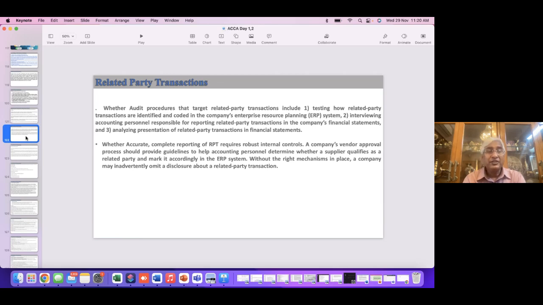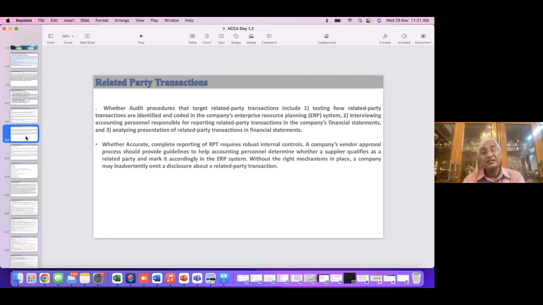And again, those transactions can be taken care of by proper disclosure, by proper compliance. Interviewing accounting personnel responsible for reporting related party transactions in the company's financial statements. This is again a very important thing: if the ERP system fails to point out that this party is a related party, then basically the onus lies with the accounting team. They must know that this entity is a related party.